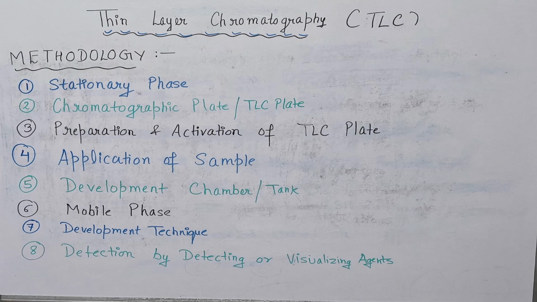Now let's discuss the methodology of TLC. It is also known as the experimental technique used in TLC. The points covered in the experimental technique that we are going to discuss in the upcoming slides are stationary phase selection, chromatographic plate or TLC plate, preparation and activation of the TLC plate, application of the sample, development chamber or development tank, selection of mobile phase, development technique, and detection by using detecting or visualizing agents.